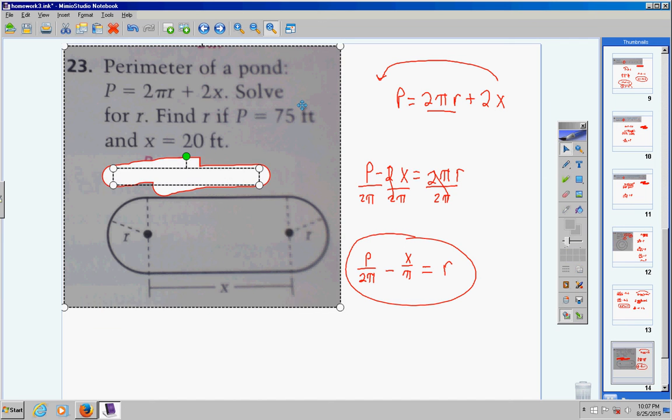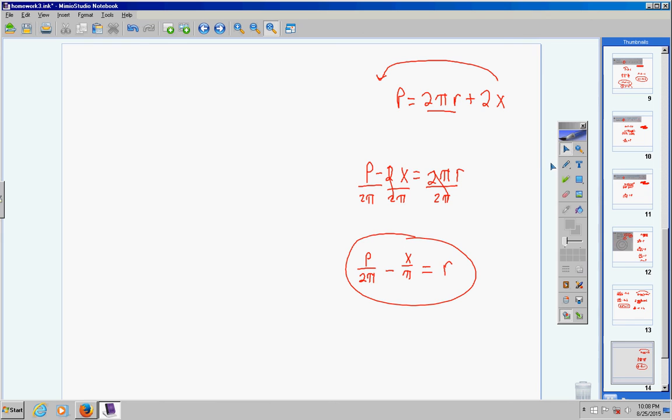That's one answer. Now let's take this and do some more work with it, okay? So, where the p is, if you look in your book, you'll see p equals 75. So for this p right here, I'm going to put 75. For the denominator, I'm going to skip a step. I'm going to put 6.28. Now you know where I got that, don't you? 2 times pi. Pi is 3.14. So 2 times 3.14, 6.28. Then minus x. If you look in your book, x is 20 over pi 3.14 equals r.